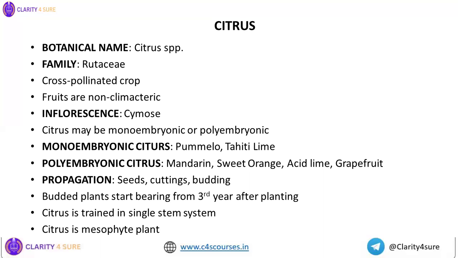But in commercial propagation, usually T budding and patch budding is common. Now another term that is mentioned here is that citrus is a mesophyte plant. So what is this mesophyte? This means that the citrus plants need abundant water, but they cannot tolerate excess water or waterlogging.